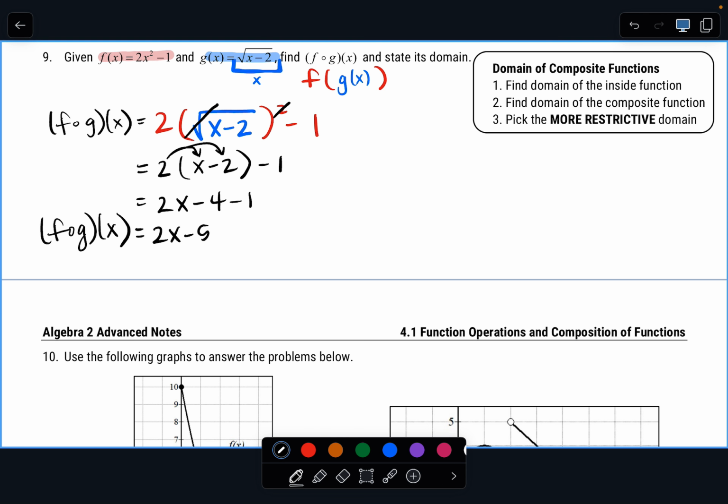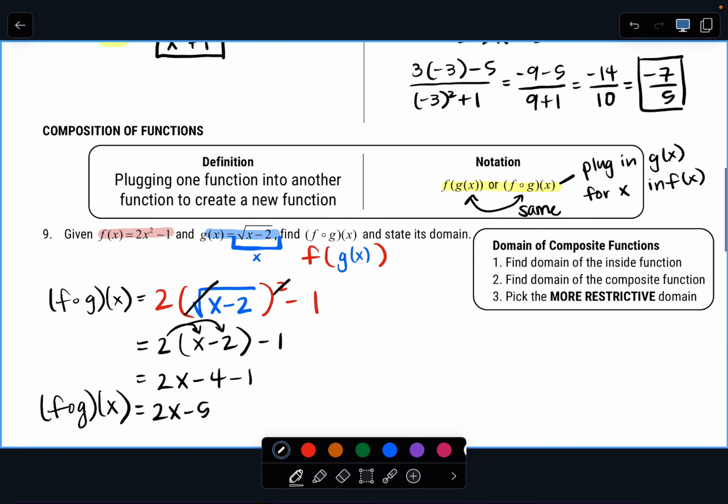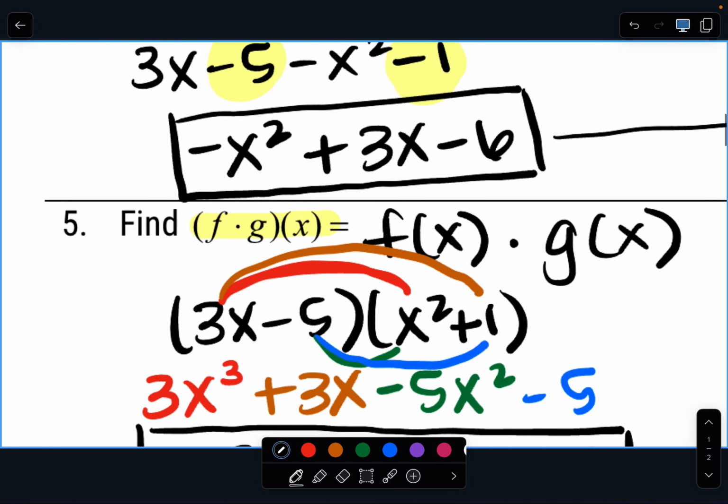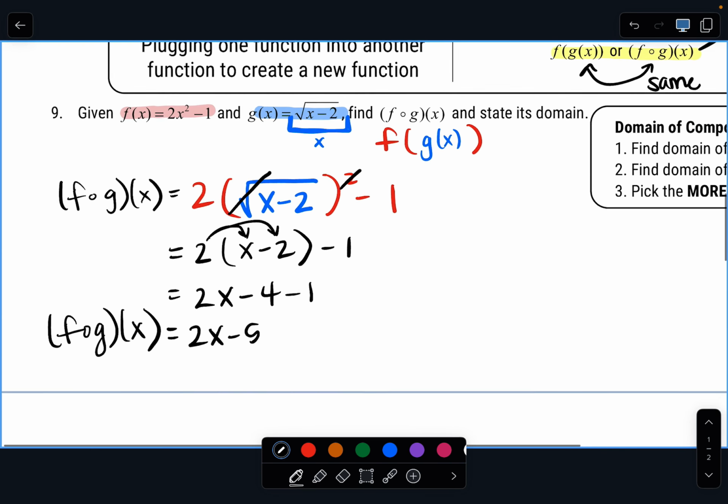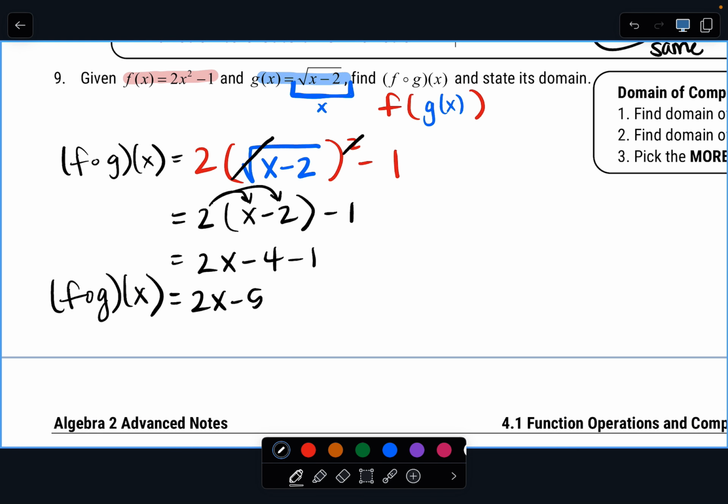Now, one thing I'm going to point out before we talk about domain and range. Notice there's a difference. Look at the open circle that we have in composition of functions. That is different than the closed circle you have in multiplication. I have graded many tests where the notation was f of g of x with the open circle, and people still multiply. Do not make that mistake. Open circle is composition, closed circle is multiplication. Yes?